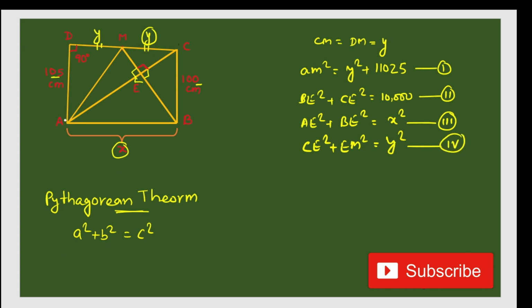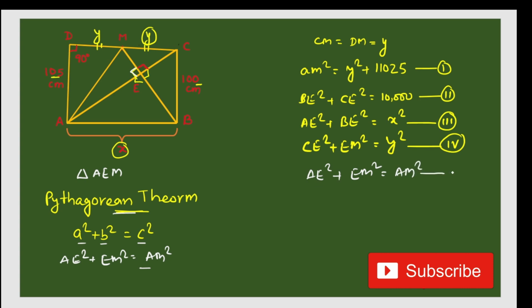Now next, we'll concentrate on triangle AEM. This angle is 90 degrees, so it is a right angle triangle. Here again, according to the Pythagorean theorem, a square plus b square is c square. C here is the longest side, that is AM, so it is AM square. The other lengths are AE, so AE square, plus EM square. So here we have calculated AE square plus EM square is equal to AM square, right? And it's our equation 5.